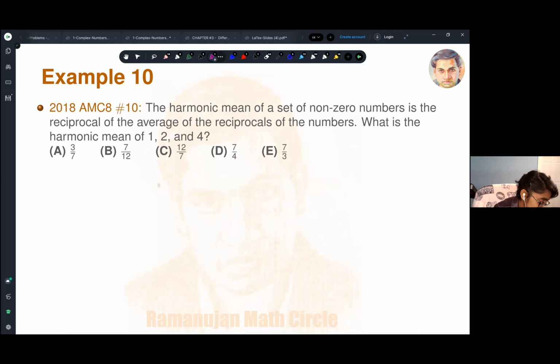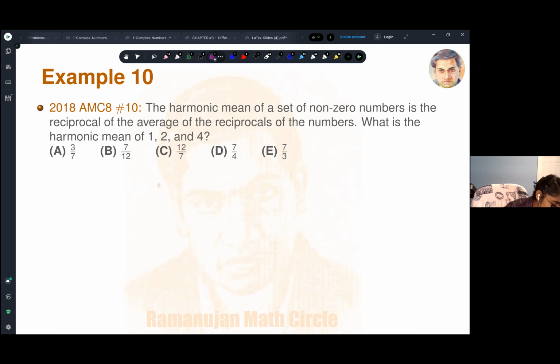Okay, so the harmonic mean. Let's try to understand the language of what they're asking, and then we're going to set it up. They're asking for the harmonic mean of 1, 2, and 4. So let's just set it up in that process. It is the reciprocal of the average of the reciprocals of the numbers.